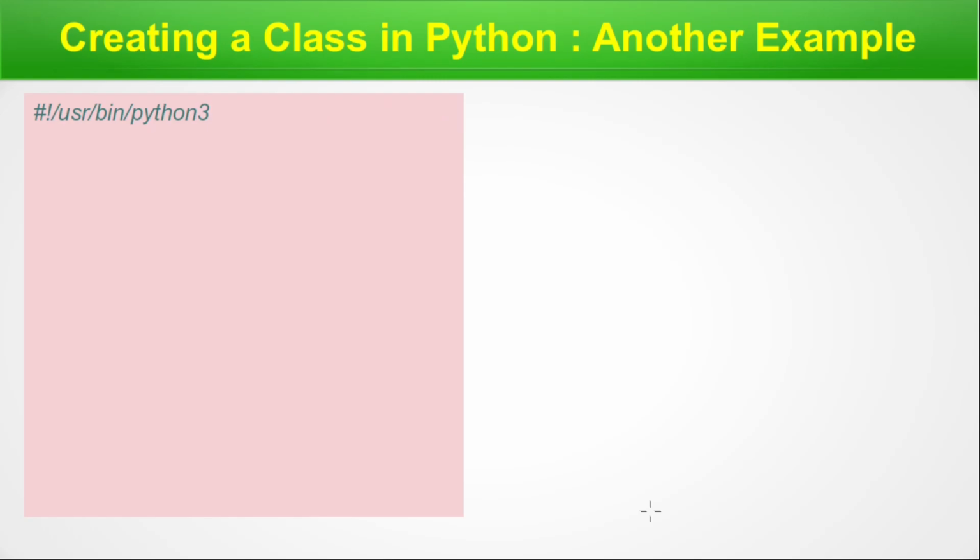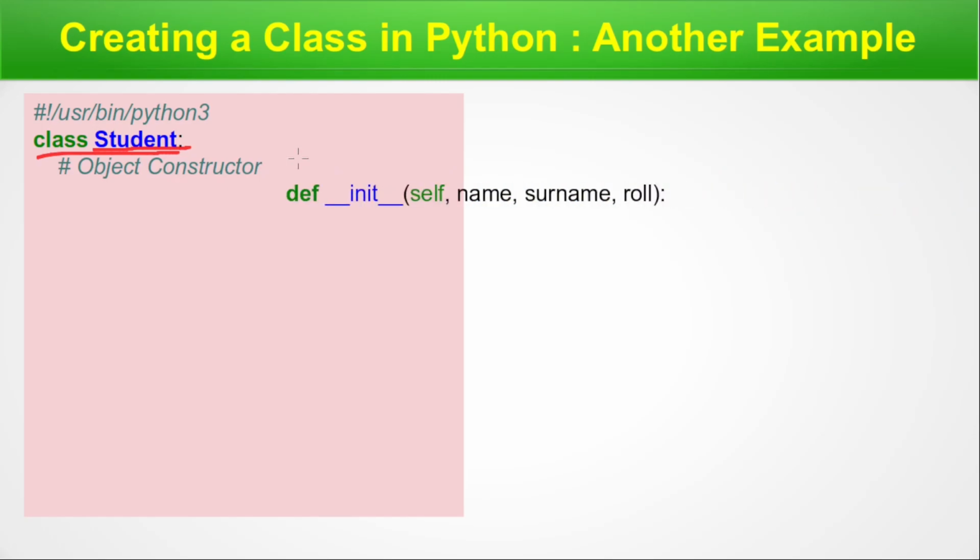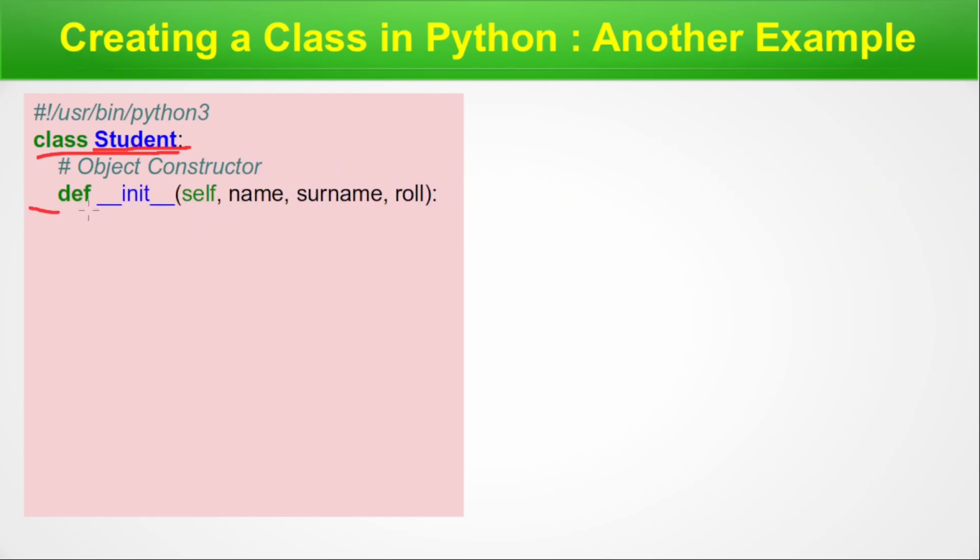First line is our Python interpreter. Next, we are writing class, then we are writing student. So here we are writing the class student. The self word is the object constructor, right? And here we are writing the def, then double underscore, then init, then double underscore, self, then name, surname, then roll number. So each student will have these things.